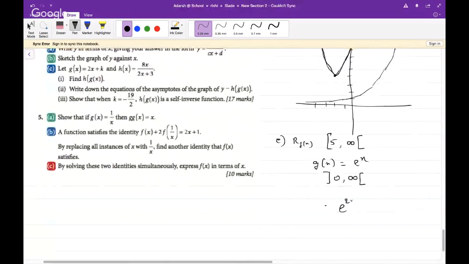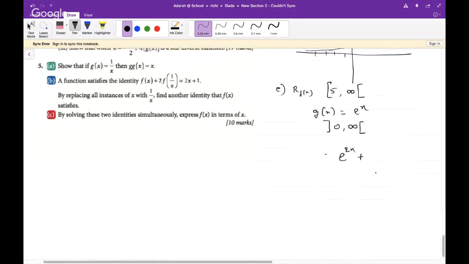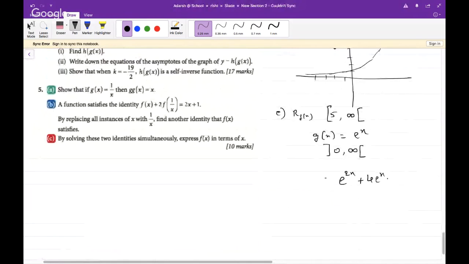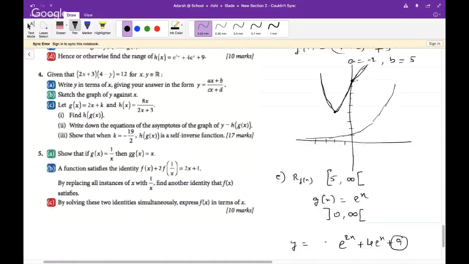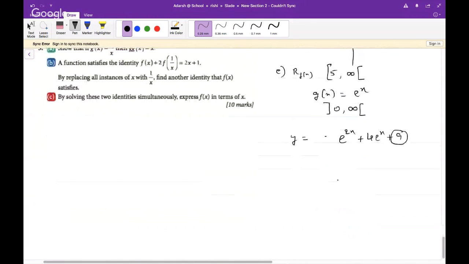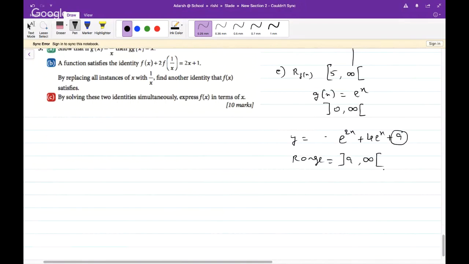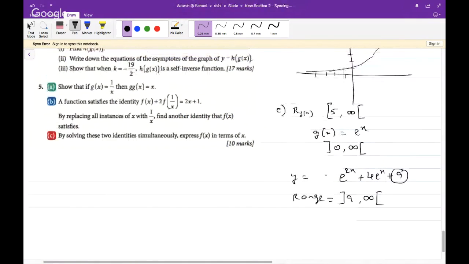So e to the power 2x plus 4 e to the power x plus 9. So this is your function y. Now the minimum value from this equation is 9. So the value is always greater than 9 and above. So the curve will be something like this. From 9 only it will go up and go up like this. So therefore the range is 9 and above. And 9 is also not included in this.